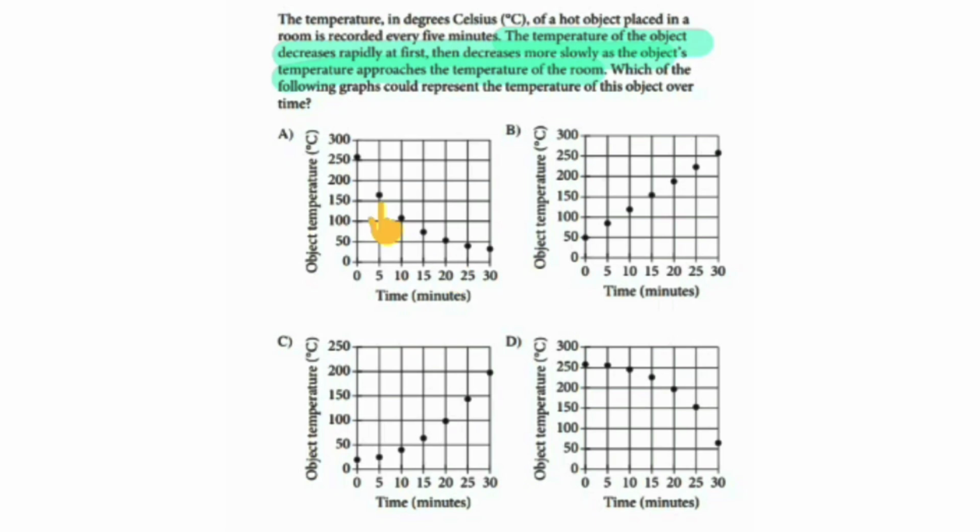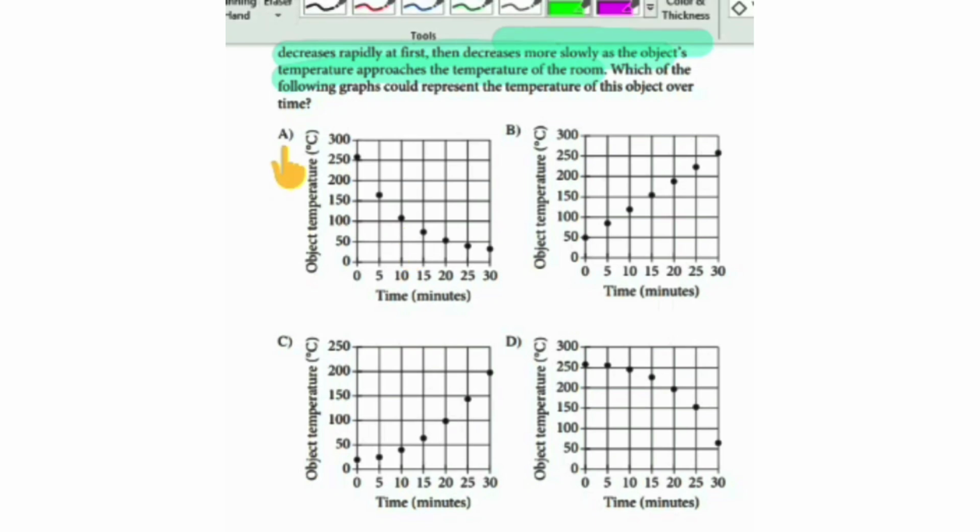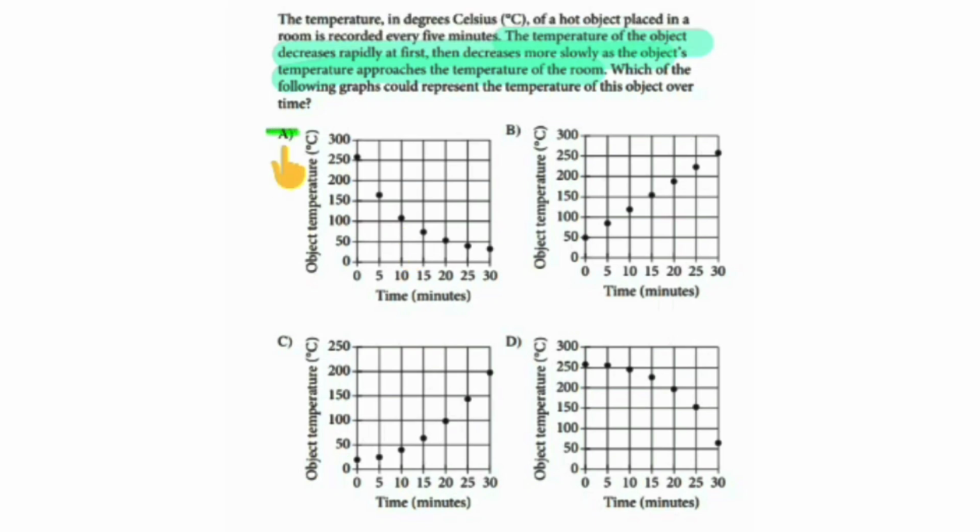The temperature of the object decreases rapidly at first. So you can see from 250 it drops to closer to 150 after 5 minutes, and after another 5 minutes it gets closer to 100. Rapid decrease initially, and then it decreases slowly as it comes closer to room temperature. So option A is the correct option.